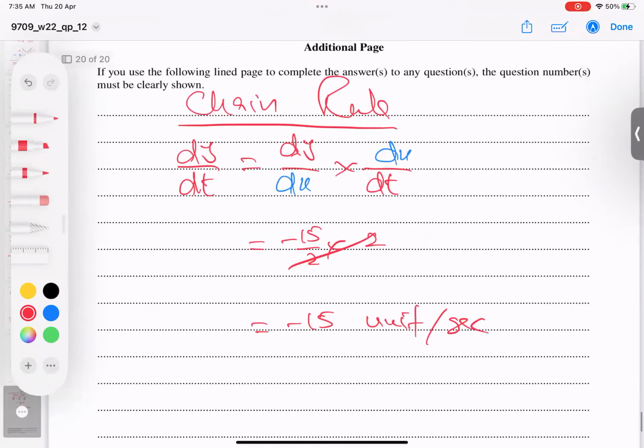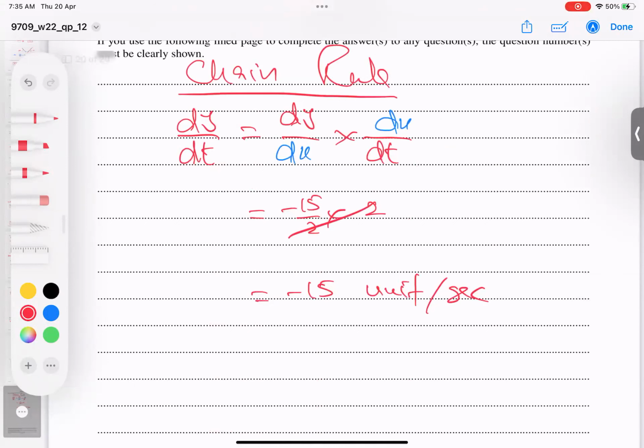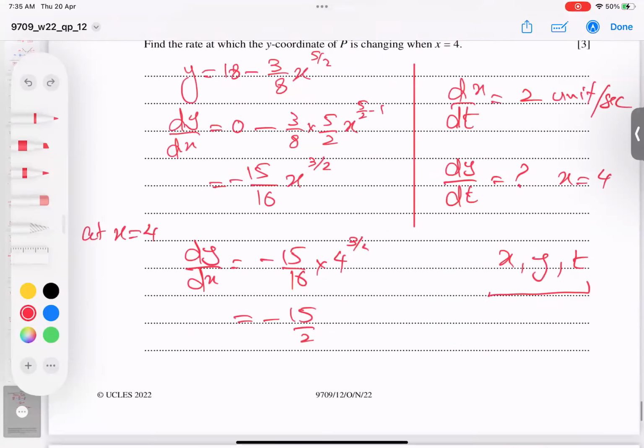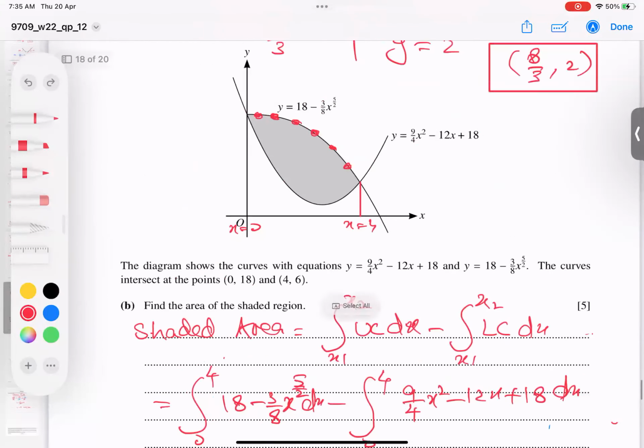So he was asking this one, and this minus mentions that it is decreasing. The y value is decreasing with the passage of time. And you can see that as I move to the right side, x is increasing, but the y value is coming down. So the y value is decreasing.